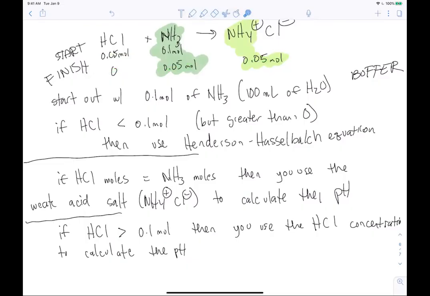So those are really the 3 scenarios that you find yourself in for most of acid-base chemistry. In titrations as well, you can be before the equivalence point, at the equivalence point, or after the equivalence point. Each one has its own separate mathematical treatment to calculate the pH. Does that make sense?